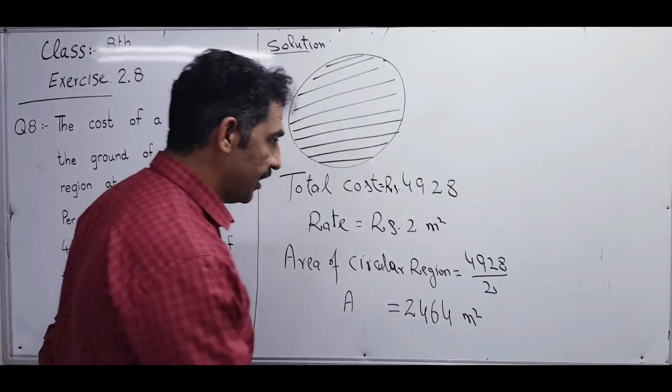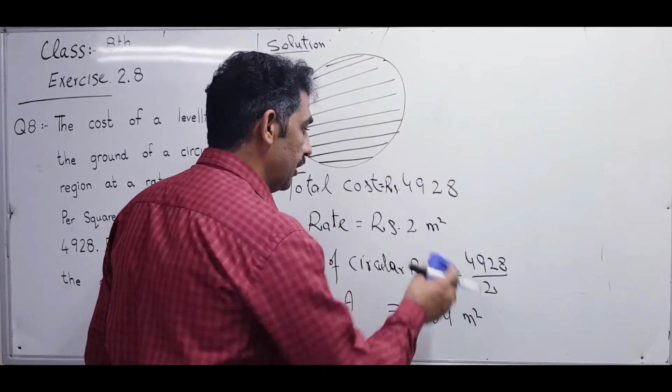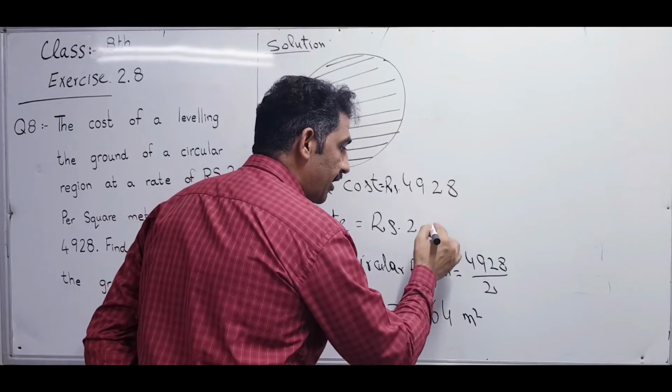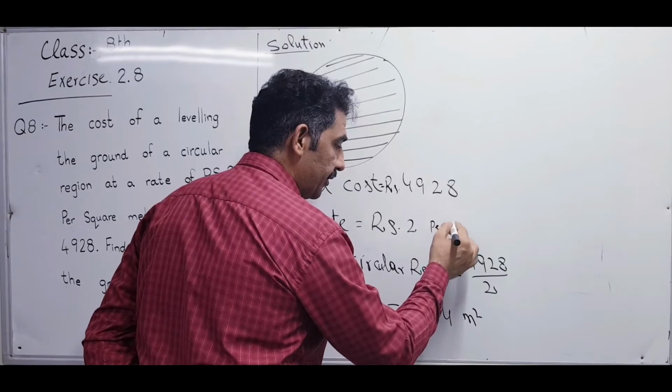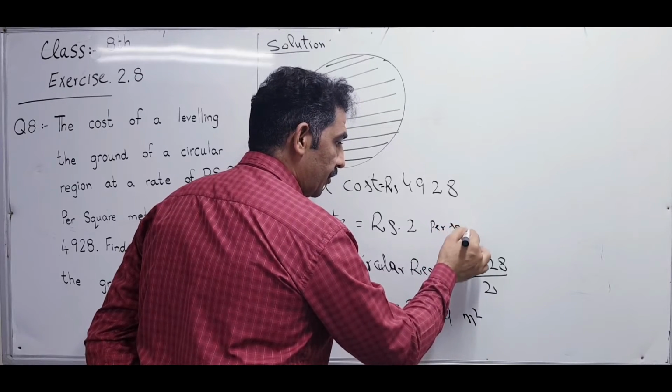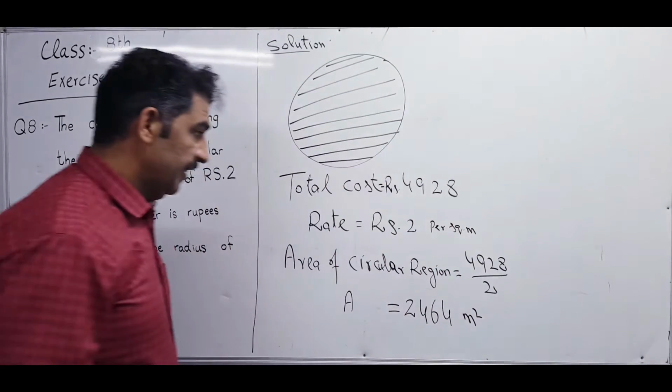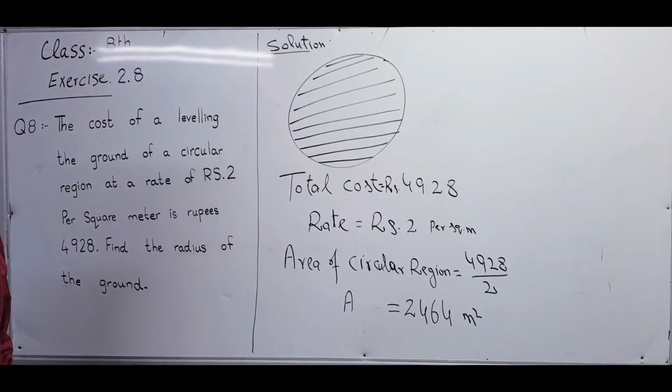And here don't write per square meter, you have to write square meter, short form m squared. Okay, area हमारे पास आ गया. Then after that, the statement of the question, we have to find out the radius.